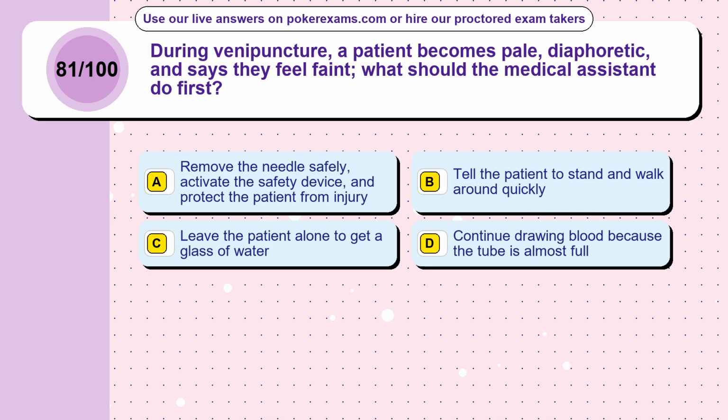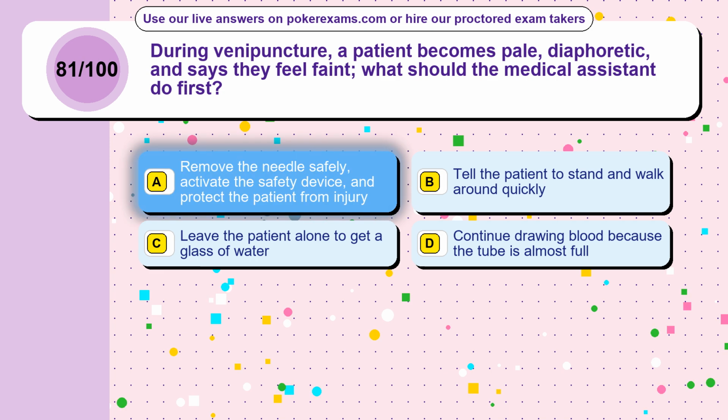Remove the needle safely, activate the safety device, and protect the patient from injury. Option B. Tell the patient to stand and walk around quickly. Option C. Leave the patient alone to get a glass of water. Option D. Continue drawing blood because the tube is almost full. The correct answer is option A.